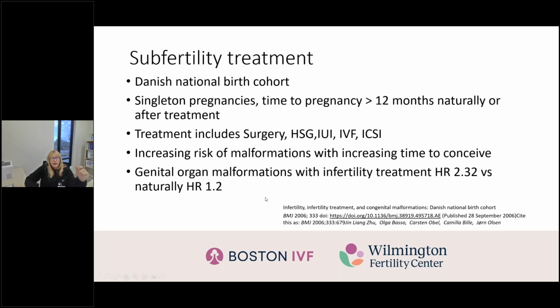Then this study looked at subfertility and treatment. Subfertility was time to pregnancy greater than 12 months. For the treatment, they included surgery, hysterosalpingograms, IUI, IVF, and ICSI. And then what they noted was that the longer it took to conceive, the higher the risk for malformations. It was mainly genital organ malformations that were associated with the infertility treatment, higher than in those who conceived naturally.